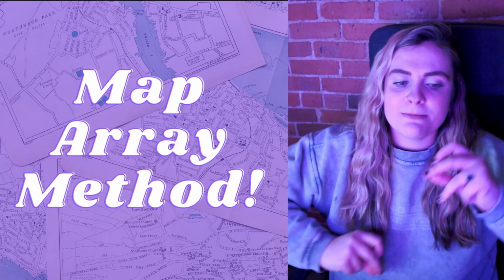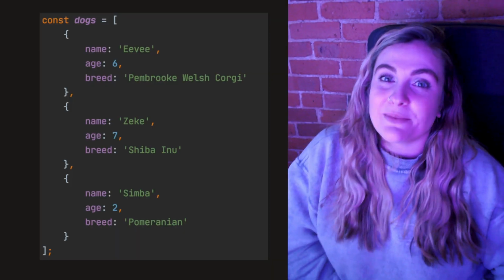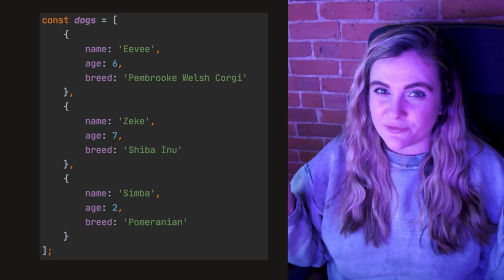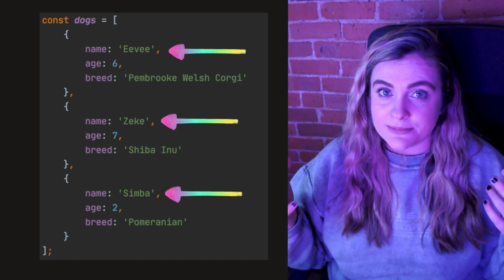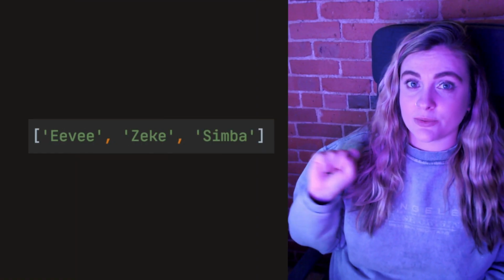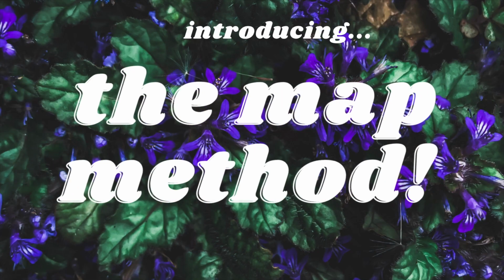The map array method. Let's talk about map. Let's say we have an array of dogs, but this array has too much information. We really only care about the dogs' names. We want to go from this array to this array. How do we do that?